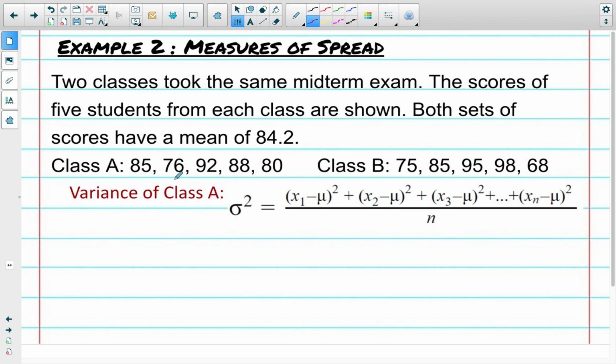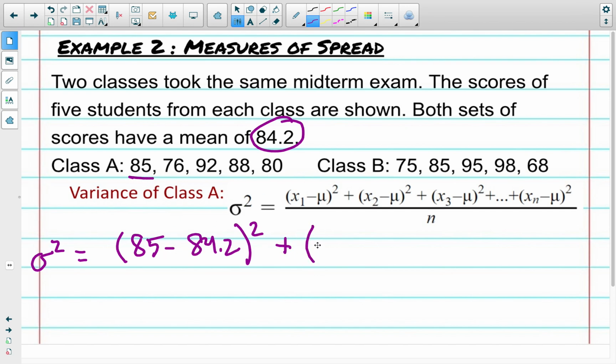Now into variance. Same example, it's asking for the variance of Class A. So I'm going to set this up, and you will see very quickly why we don't want to calculate this by hand very often. So if we take each point in the data set, 85 is the first one, and subtract the mean from it. Our mean is 84.2, and then we're going to square it. So in this case, x sub 1 is 85 because that's one of the points in the data set, and then subtract the mean. Now we're going to do it again. Plus 76 minus the mean of 84.2 and square that. And we're going to keep going until we have every element in the data set listed.